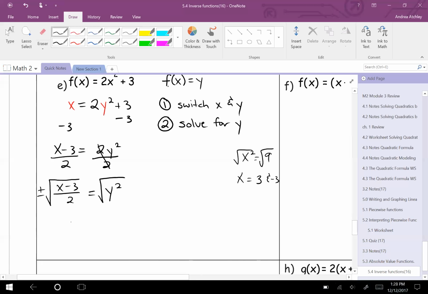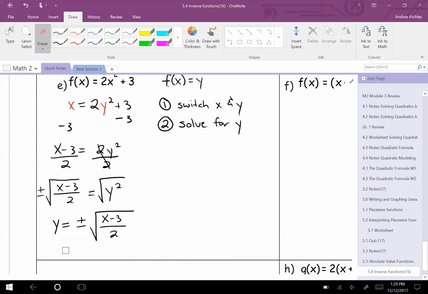So I'm going to get now y equals plus or minus the square root of (x minus 3) divided by 2, the whole thing. When I take a square root, I need to have a positive and a negative value. And since I don't know all of this stuff, I put the plus or minus in front. Any questions over that?